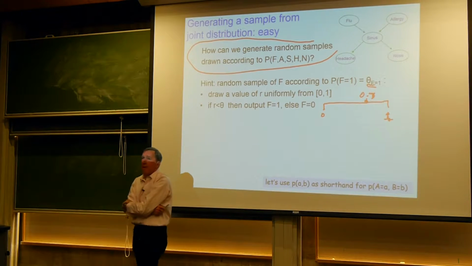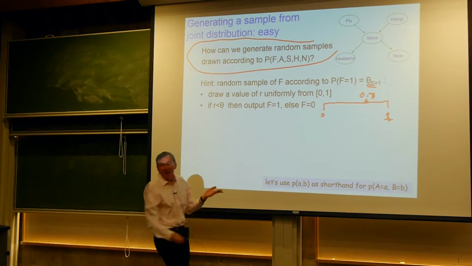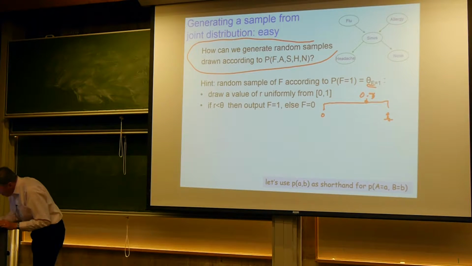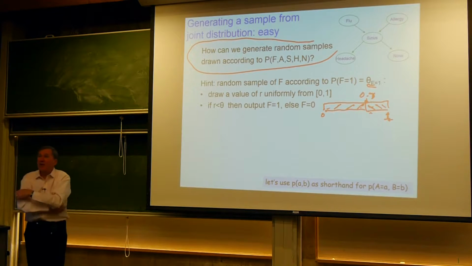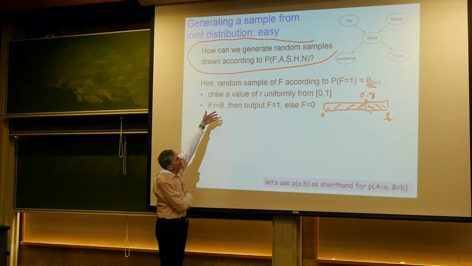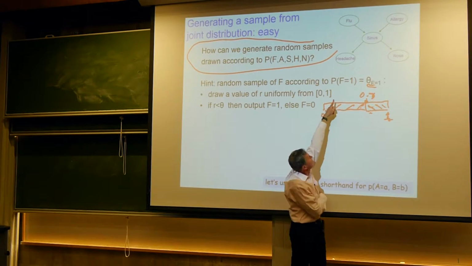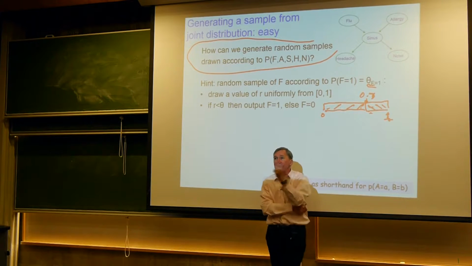So you can see that if I do that over and over, 70% of the time I'll get a random number r that falls into this region, and 30% of the time I'll get a random number that falls into that region. Every time I draw a sample of r in this uniform distribution, I can turn it into a sample of f, which is either 0 or 1.